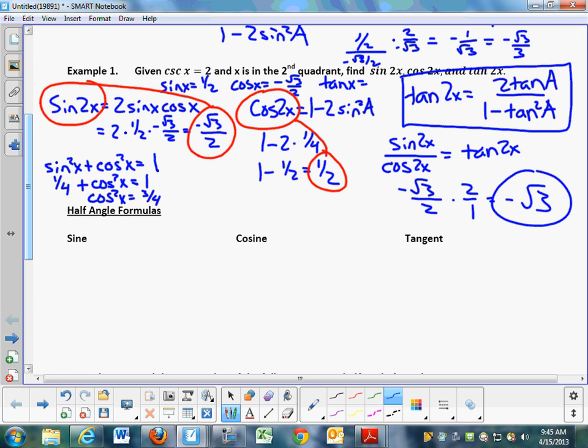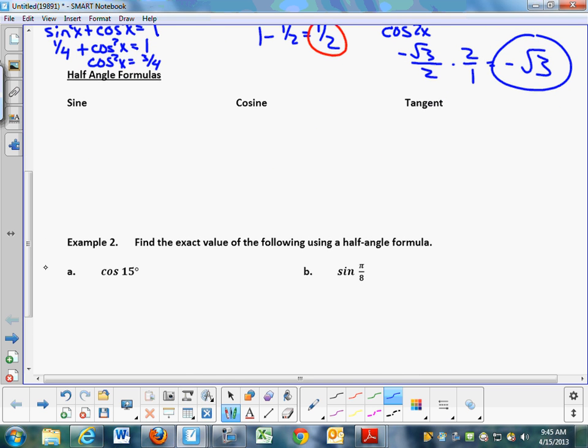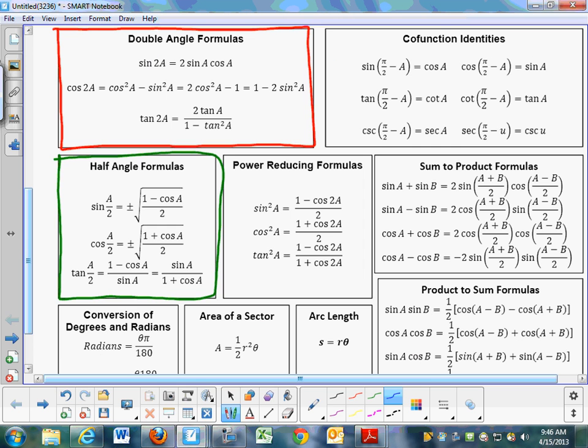All right. So those are double angles. Here's something that's of more value to you, and that would be half angle formulas. These are on this sheet right here. Half angle formulas are just like this. Okay? Half angle formulas are the green blue.